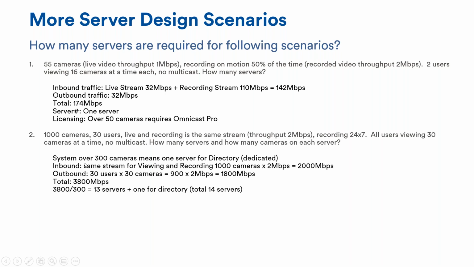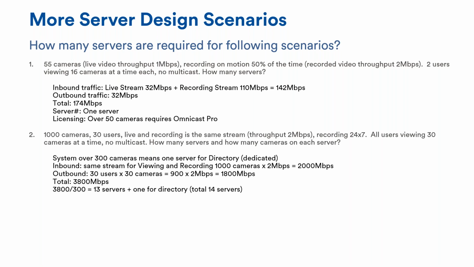So first off the bat, we have over 300 cameras. So we know we have one server dedicated to the directory. Secondly, we have the same stream for viewing and recording. So that's 1,000 cameras at 2 megabits per second coming in, right? Because we're recording 24/7. So that's 2,000 megabits per second coming in.